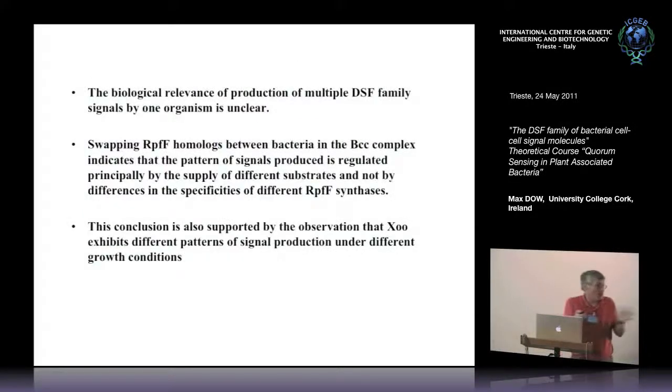Now, the biological relevance of this isn't quite clear, because if you swap RPFF homologs between different Burkholderia species, which is what they did in the Zhang lab, you don't change the pattern of signals that are produced. It suggests that the pattern of signals you get is dependent on the substrates which are provided to RPFF. Similarly, in Xanthomonas oryzae, if you grow the organisms in different media, you get different ratios of CDSF, BDSF, and DSF, and also different ratios at different time points, even with the same RPFF protein. So the pattern that you get depends on the growth conditions and is not determined by some specificity of the enzymes that are involved in making it.